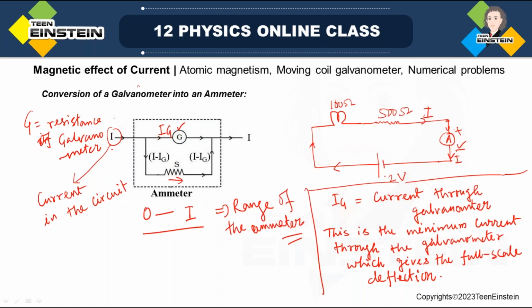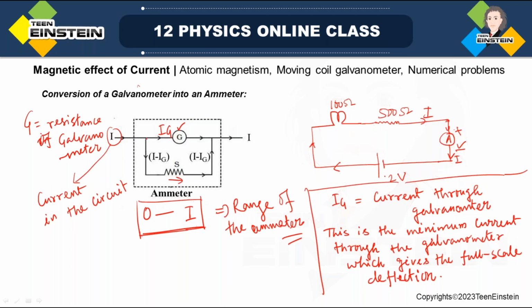Now let us see what should be this S to make the ammeter of range 0 to I, when I know the galvanometer resistance and galvanometer current. So look here, this is a parallel combination of resistors.